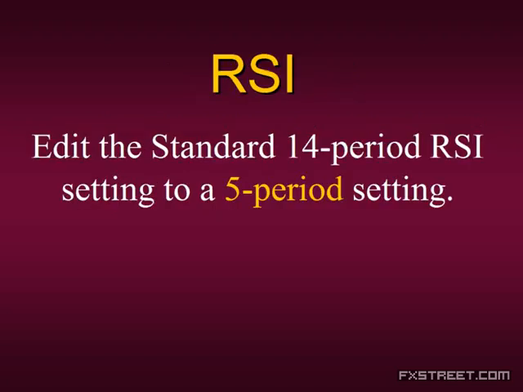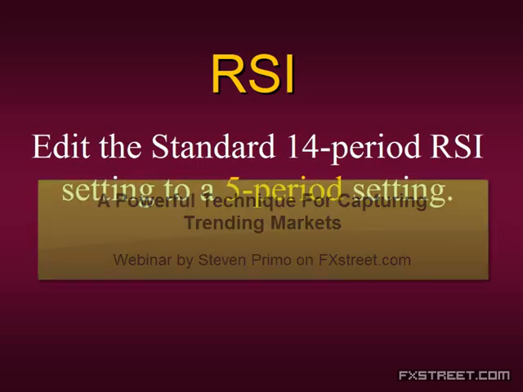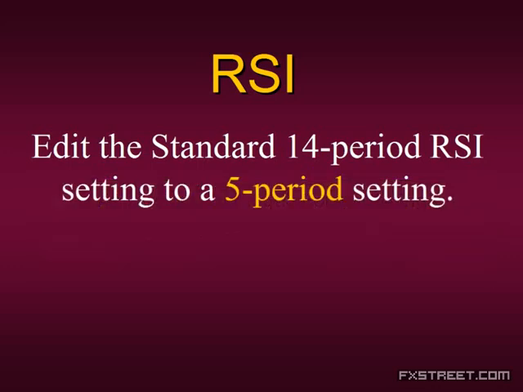All right, so here's the setting we want. The RSI should be edited from a standard 14-period RSI to a 5-period setting. In other words, whatever charting software you're using, you should have an edit box for your RSI indicator. Once you have that, go into that edit box, and the standard default setting for the RSI is 14. It should be now changed to read 5.